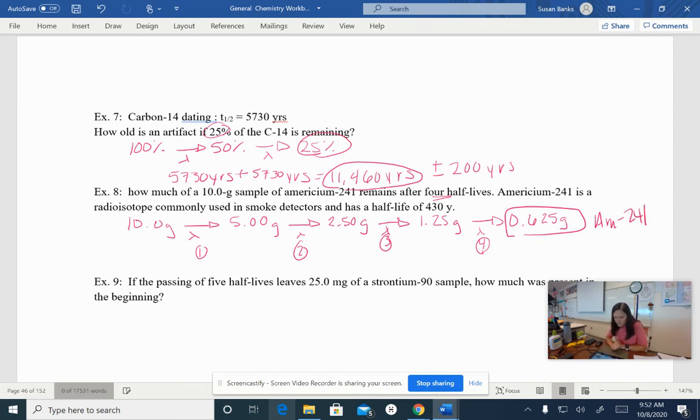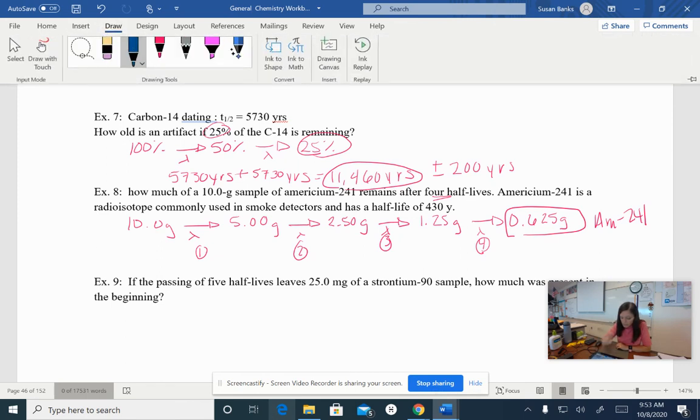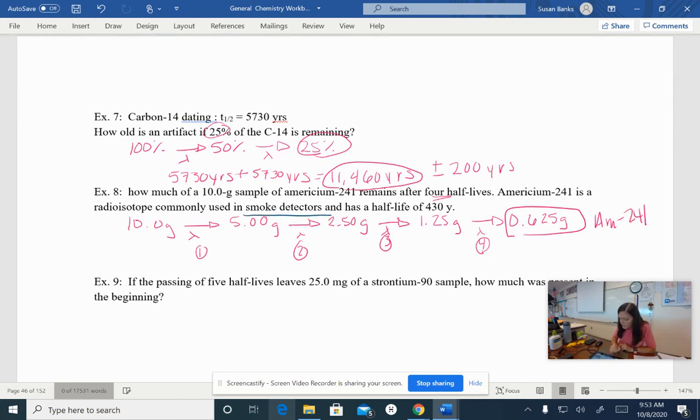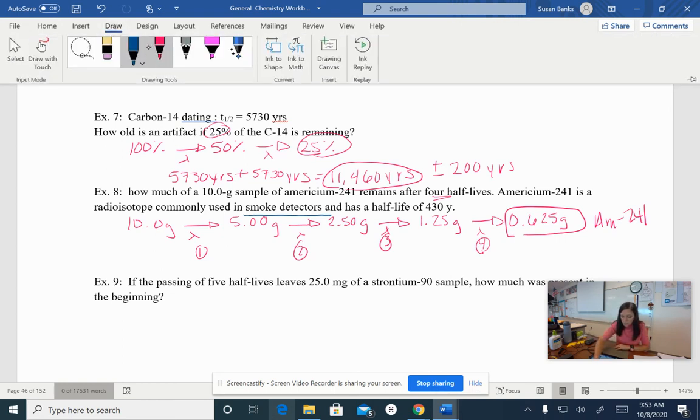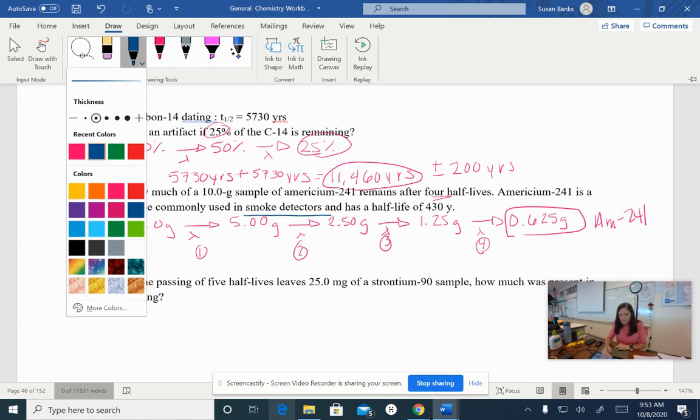By the way, we use americium-241 a lot. If you have a smoke detector, and please tell me you have a smoke detector, we use americium-241 in smoke detectors. It's what makes the smoke detector work. Okay? So let's do this.